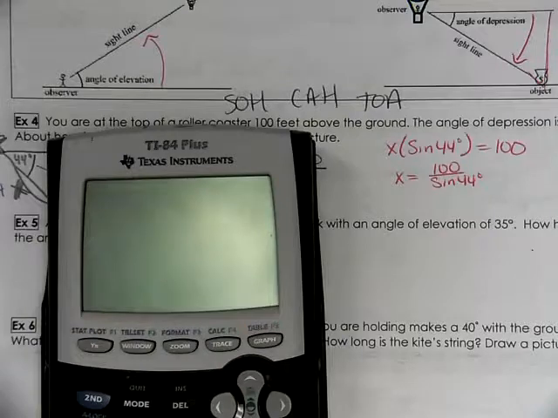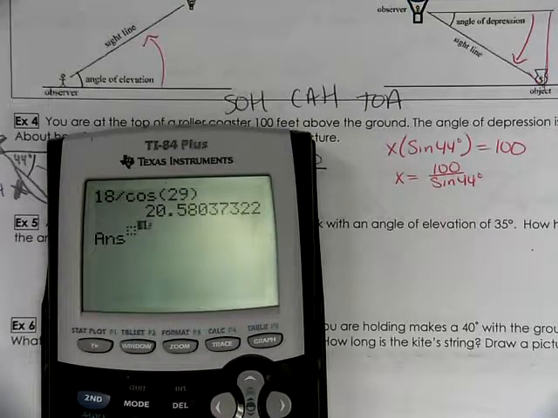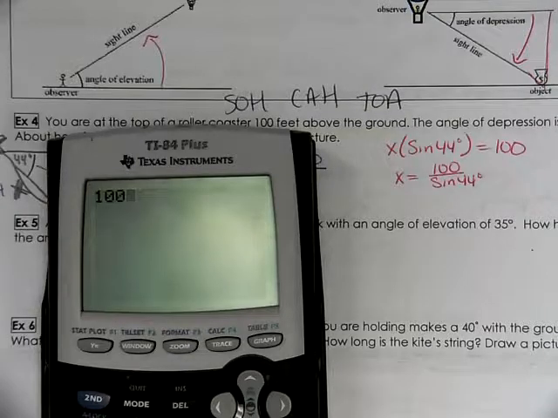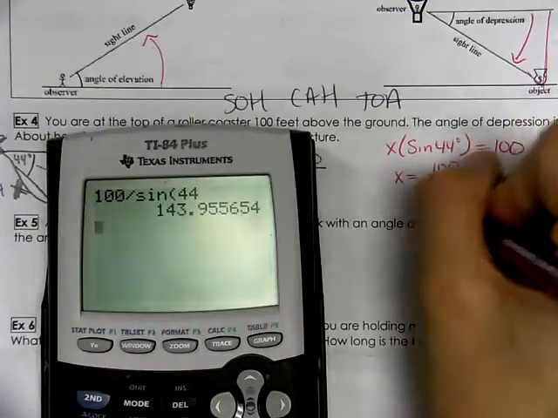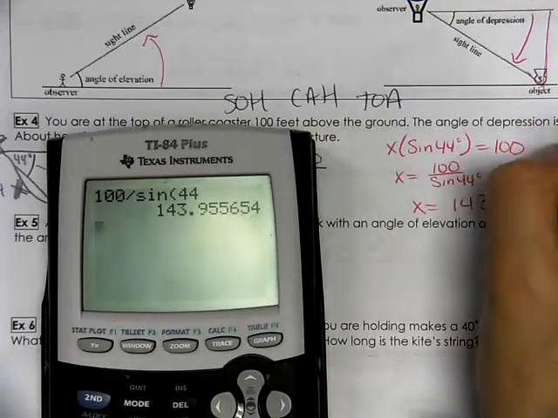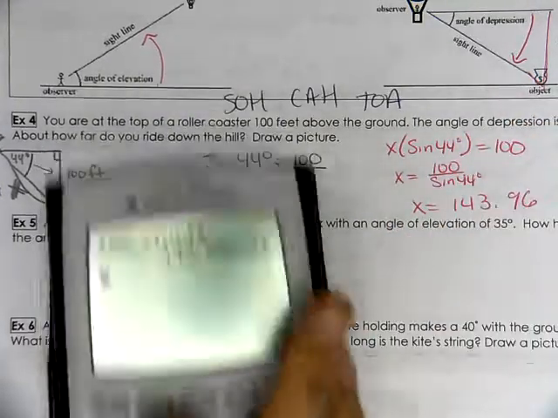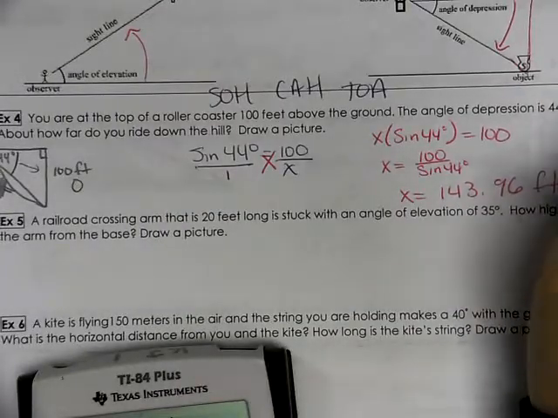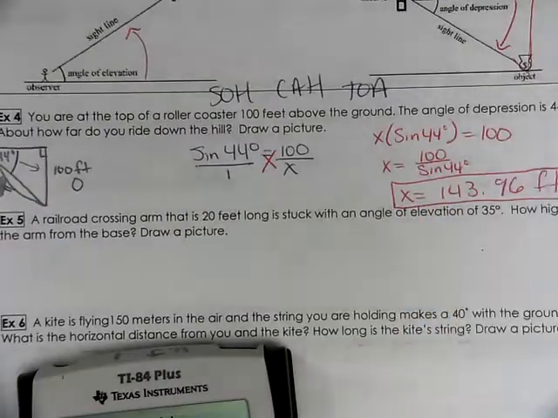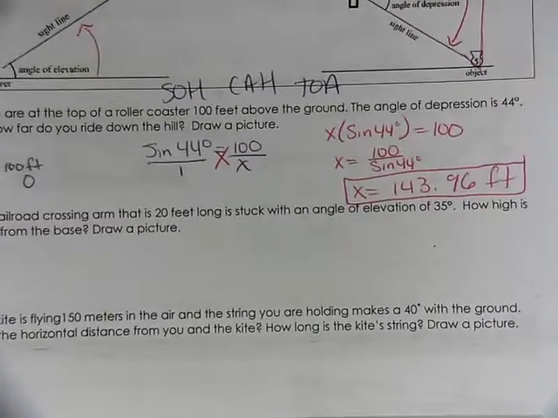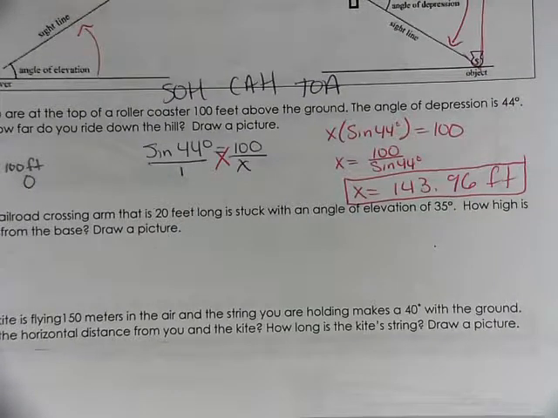So how far down the hill am I going to have to go? So x is 143.96 feet. Make sure whenever you're doing story problems that you use units. Okay, I'm going to start getting picky about units. Make sense? Questions?